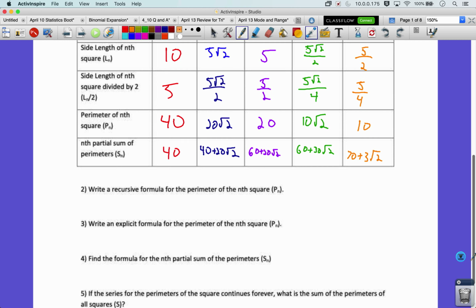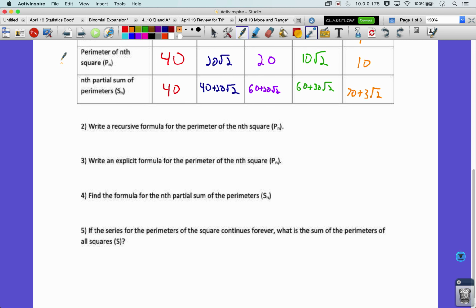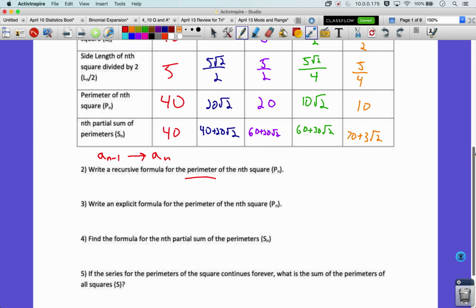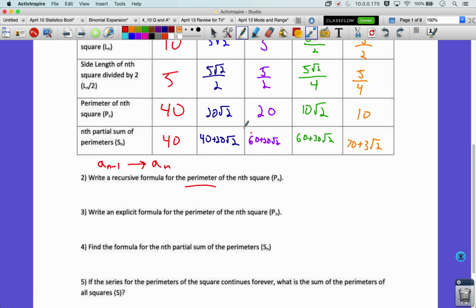Alright. So what is a recursive formula? That's what problem number 2 asks us. So a recursive formula tells you how to start with the n-1 term and go to the n term. So this is the previous term. How do I go from the previous term to the current term? So we got to figure this out for the perimeter. So I'll give it away. It is a geometric sequence.